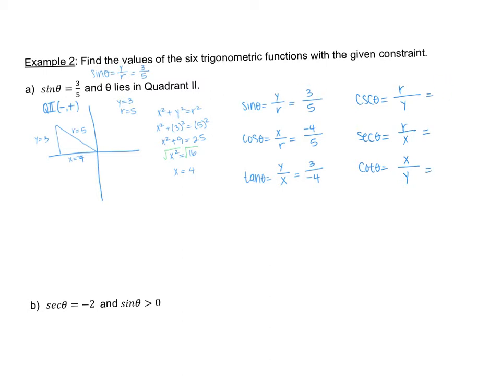So this one would be 5 over 3, 5 over negative 4, and negative 4 over 3. And there we go. We have all our 6 trig functions.